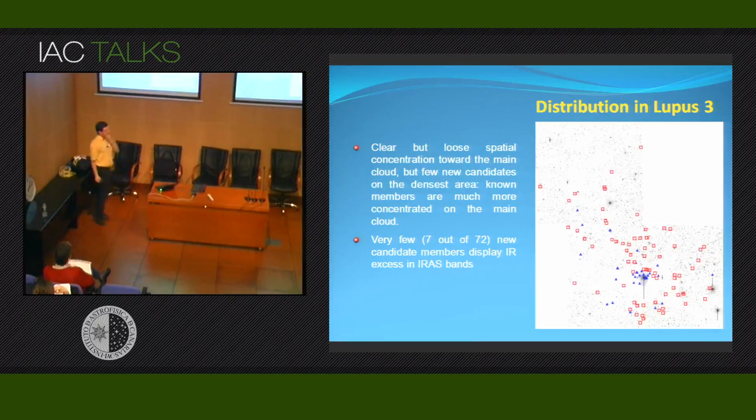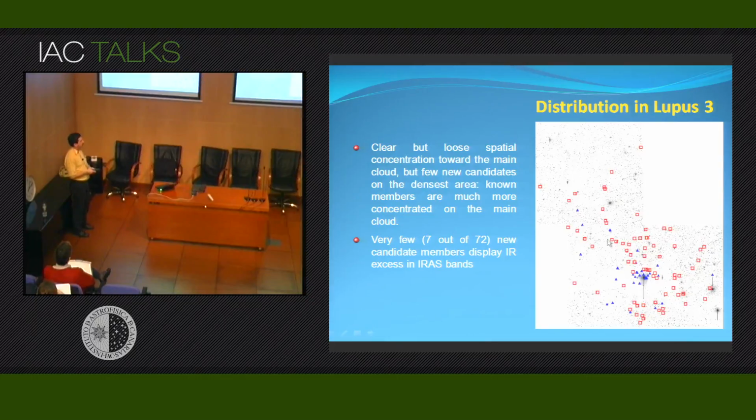This is not a bias of the extinction. The new members, since they have been detected by other means, and many of them by their emission in the Spitzer bands, can be located when they are more embedded in the clouds. This is not the case, because this is an unbiased comparison between the two populations.